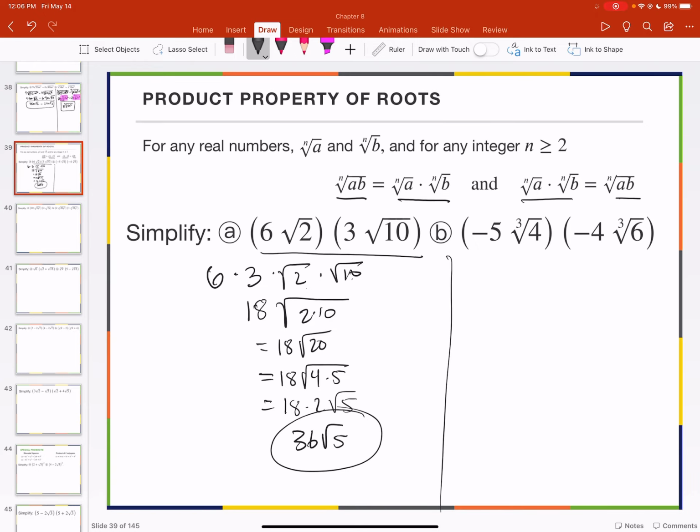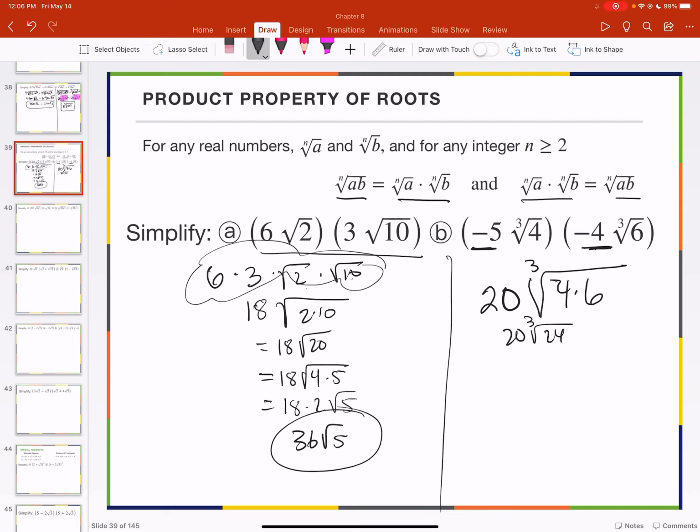Okay, let's do another one. Again, you don't have to do all the steps. You could have skipped maybe the first few steps, but that's fine. So here, negative 5 times negative 4, we can write 20 cube root of 4 times 6, which is 24. So 20 cube root of 24. But 24 is 8 times 3, because that's our cube. So we factored it in a different way. So cube root of 8 is 2, so 20 times 2 cube root of 3. And then that's 40 cube root of 3, and that's our final answer.